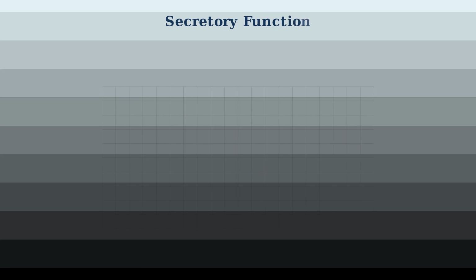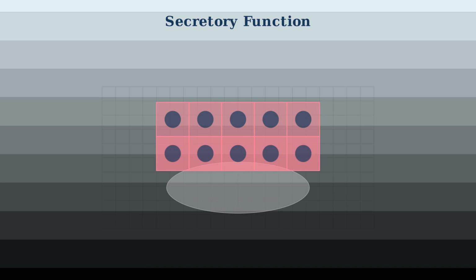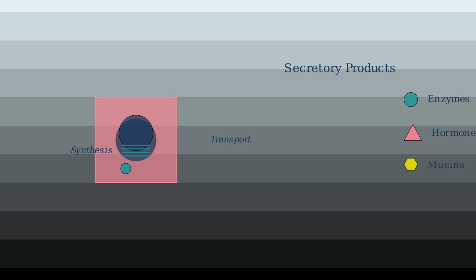Stratified cuboidal epithelium plays an important role in secretory functions, particularly within glandular structures. These specialized cells synthesize and release various biologically active substances. The cells produce a variety of important molecules, including enzymes, hormones, and mucins. The secretory process involves synthesis within the cell, packaging in the Golgi apparatus, and transport to the cell membrane for release.